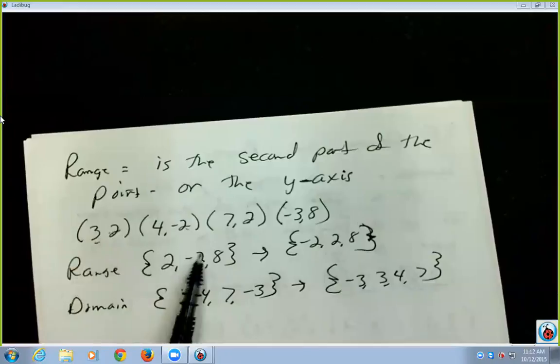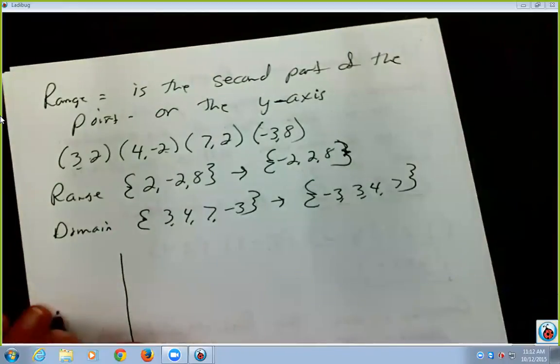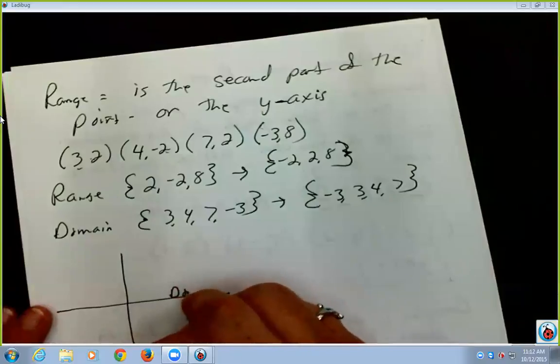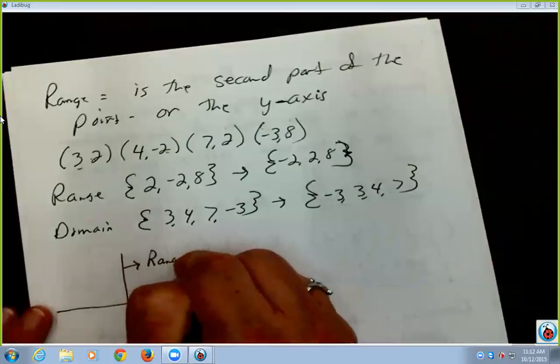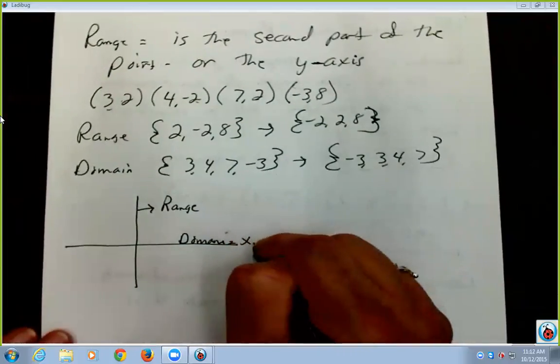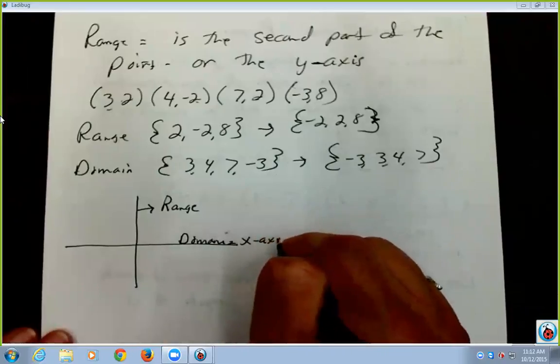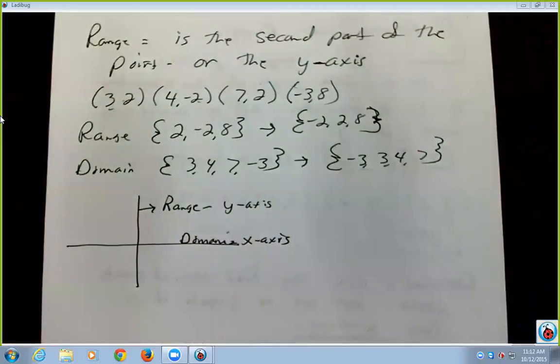So that domain and range end up fitting in there as those 2 pieces. So when you look at just plain straight points, the first term is your domain, the second term is your range, okay? And if you're looking at a graph, this is the domain, and this is the range. So we're looking at x's and y's. So the x-axis and the y-axis are your domains and your ranges.